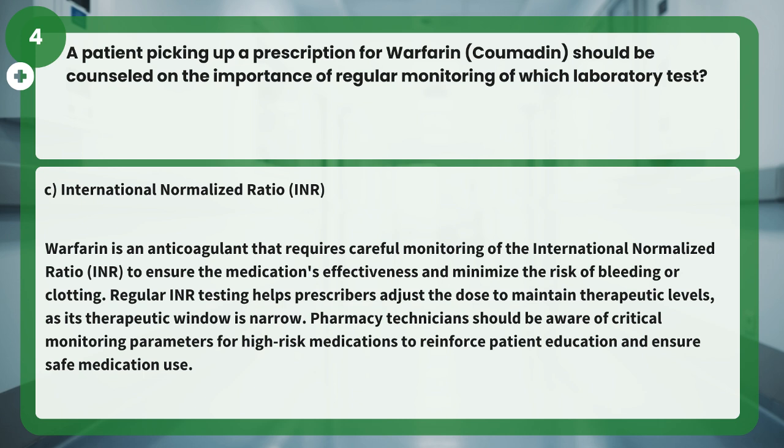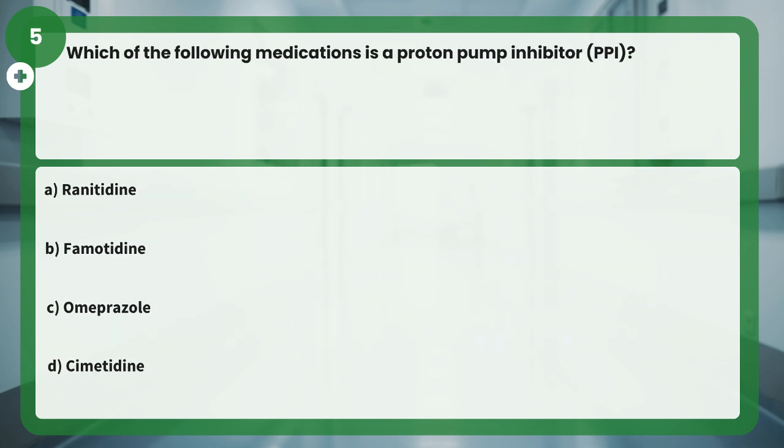Warfarin is an anticoagulant that requires careful monitoring of the International Normalized Ratio, INR, to ensure the medication's effectiveness and minimize the risk of bleeding or clotting. Regular INR testing helps prescribers adjust the dose to maintain therapeutic levels, as its therapeutic window is narrow. Pharmacy technicians should be aware of critical monitoring parameters for high-risk medications to reinforce patient education and ensure safe medication use. Question 5. Which of the following medications is a proton pump inhibitor, PPI?